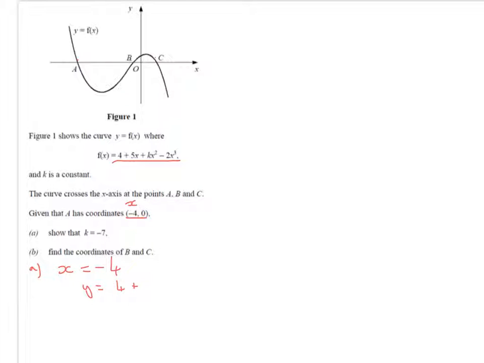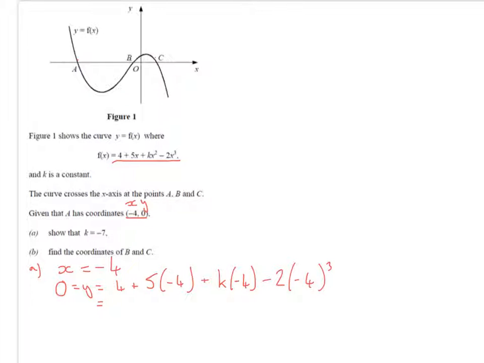y equals 4 plus 5 lots of minus 4 plus k lots of minus 4 minus 2 lots of minus 4 cubed. But we also know that when x is minus 4, y is 0. So 0 must also equal that.